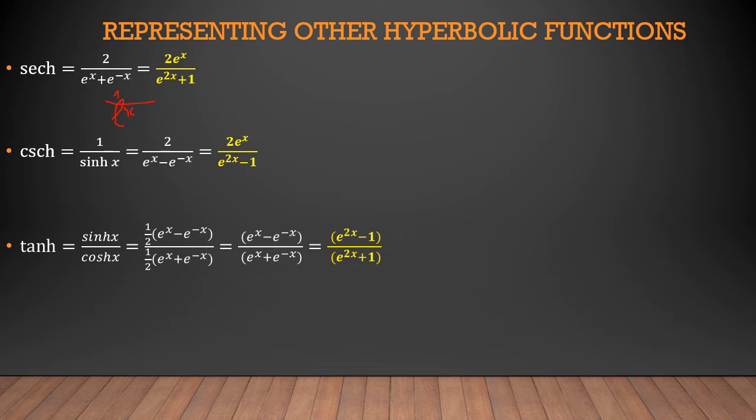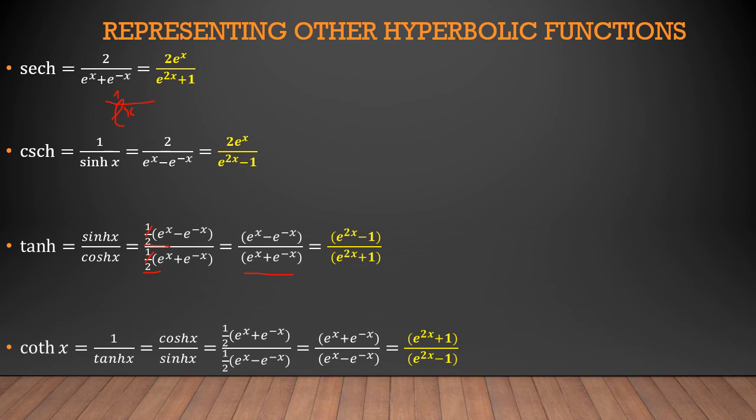Now tanh x is going to be what? Sinh x on cosh x. We take half e to the x minus e to the negative x as sinh, and half e to the x plus e to the negative x as cosh. Now the halves are going to cancel out, and we're left with e to the x minus e to the negative x on e to the x plus e to the negative x. You can express your tanh as this, or preferably, knowing that e to the negative x is the same as 1 on e to the x, you could bring it to this form as I explained earlier by simply dividing.